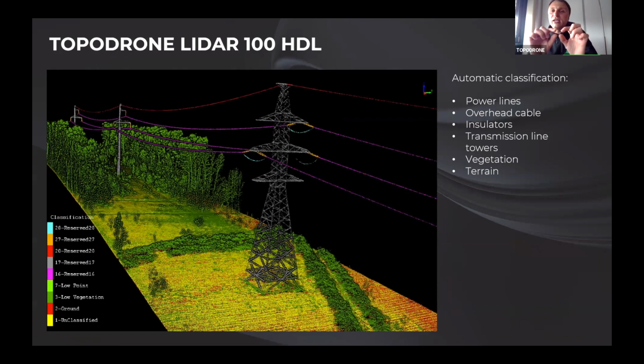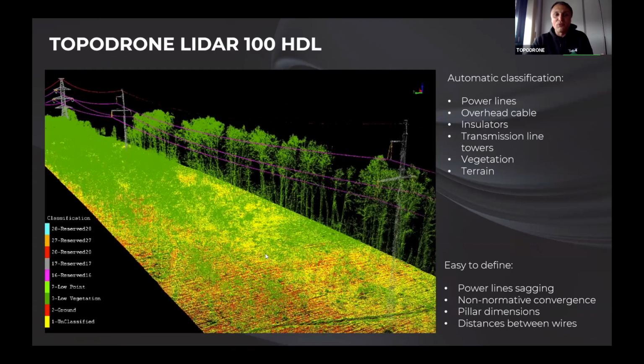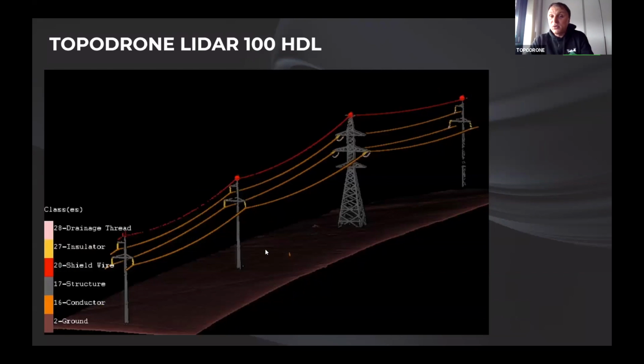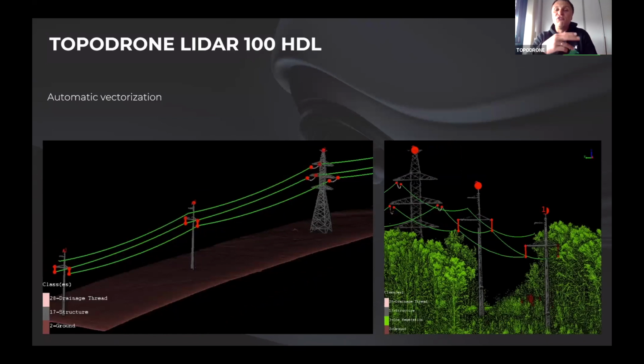You can easily classify overhead cables, insulators, transmission lines, towers, vegetation, terrain. You can easily extract terrain from the point cloud. For example, like this, you just extract vegetation, just leave only terrain. And after that, you can vectorize the data set. It can be done like this. Within 1 or 2 minutes, you will get vectorized power lines and wires. So this is the advantage of using LiDAR technology.